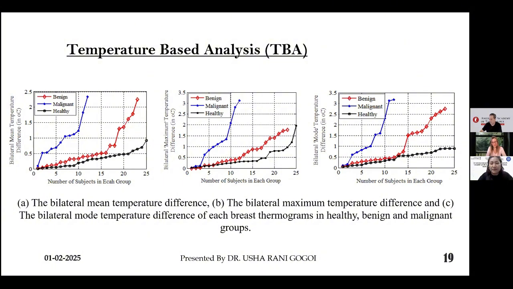But in the case of the benign, you can see that most of the patients have temperature changes above 1 degree centigrade. And the mean temperature difference in the left and the right breast of the malignant case is very high. You can directly see in the figure, in all the cases, whether it is the mean temperature, the maximum temperature, or the median, in almost all the cases the temperature difference between the left and the right breast of a cancerous patient is much more than the healthy patient.